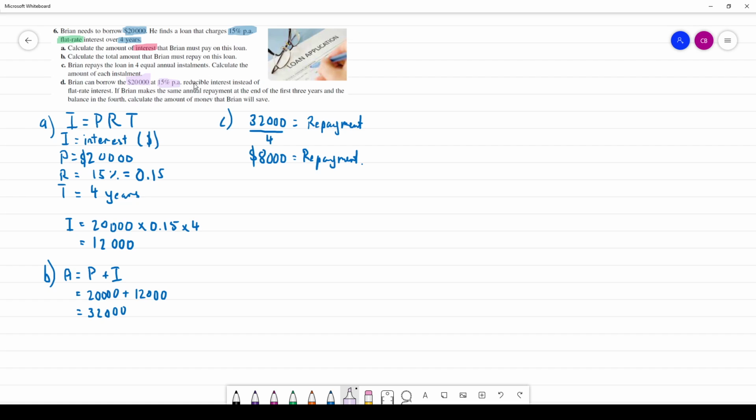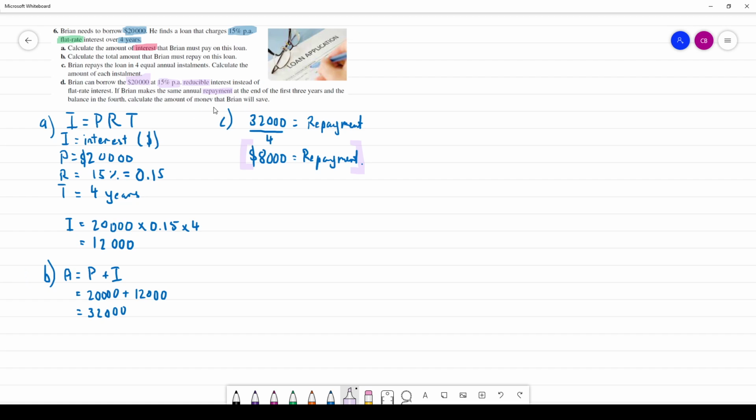And we've got this phrase here, reducible interest instead of flat rate. Reducible interest means the interest is getting less and less. So that specific phrase, reducible, tells us we have to make a loan repayment schedule. If Brian makes the same annual repayment, well, we've just calculated that. That's this $8,000 here. So we know our repayment value in the loan repayment schedule at the end of the first 3 years, and the balance in the fourth. Balance is just the remaining amount. That just means the owing amount will turn to 0. Calculate the amount of money that Brian will save.